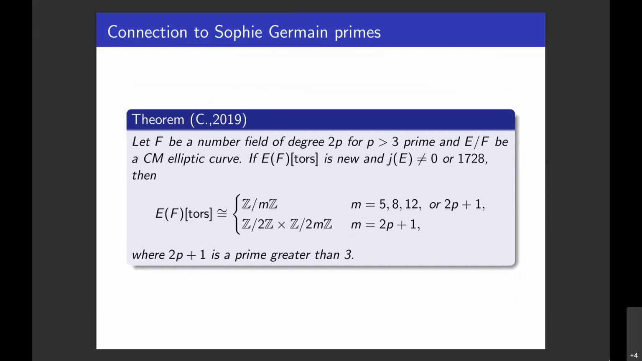If we have a number field F of degree 2p, where p is a prime greater than 3, and E is a CM elliptic curve defined over F, and we have a new torsion subgroup and the j-invariant of our elliptic curve is not 0 or 1728, then our torsion subgroup is going to be isomorphic to Z mod MZ for M equals 5, 8, 12, or 2p plus 1. Or it's going to be Z mod 2Z cross Z mod 2MZ, where M again is 2p plus 1. Now that 2p plus 1 needs to be prime. So we call a prime p a Sophie Germain prime if 2p plus 1 is prime.